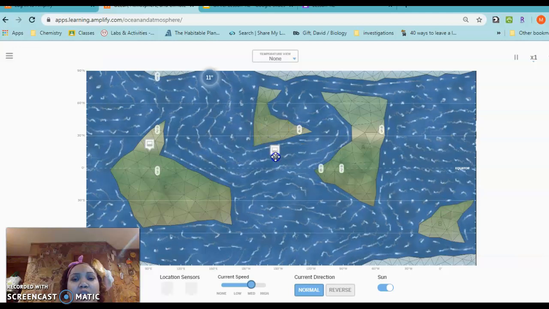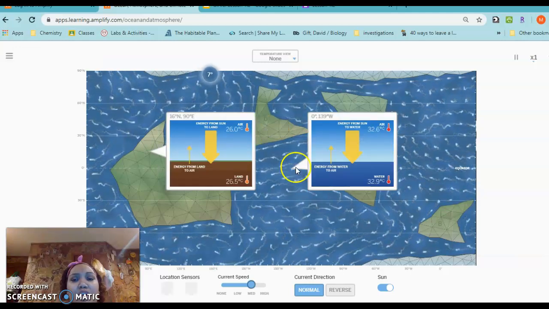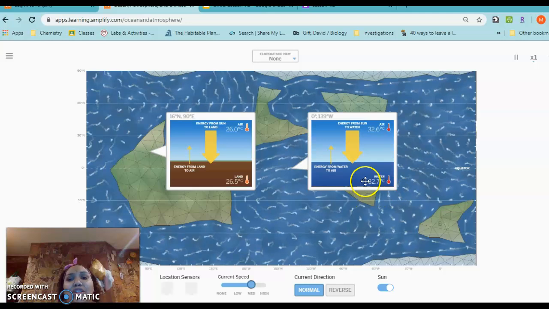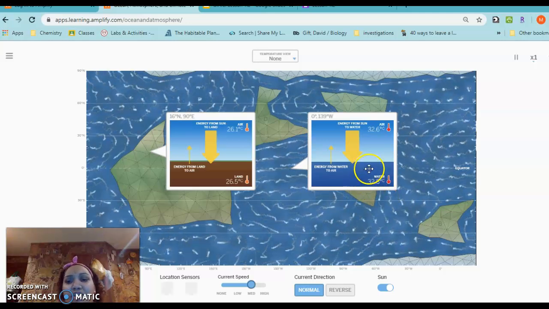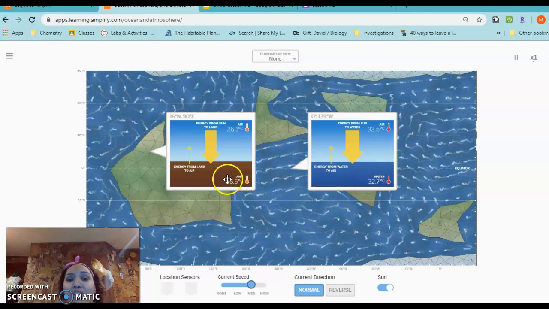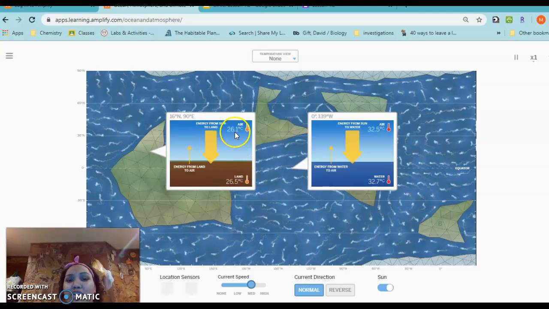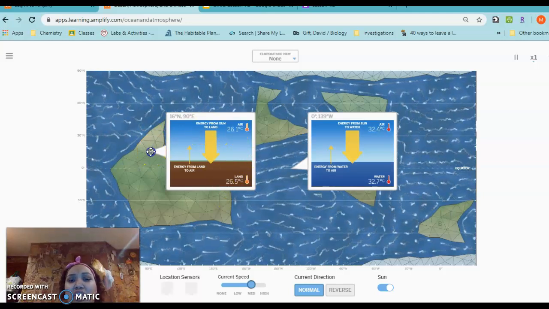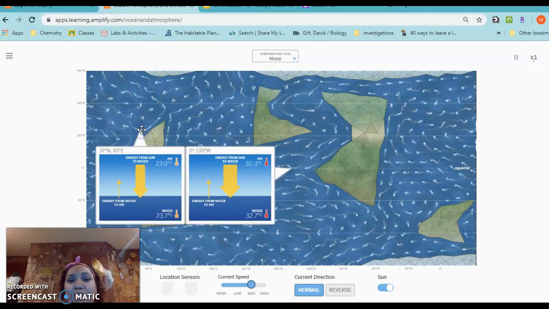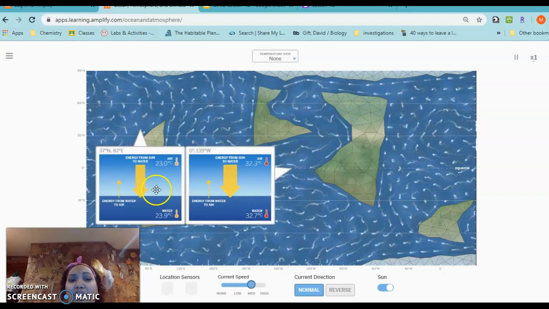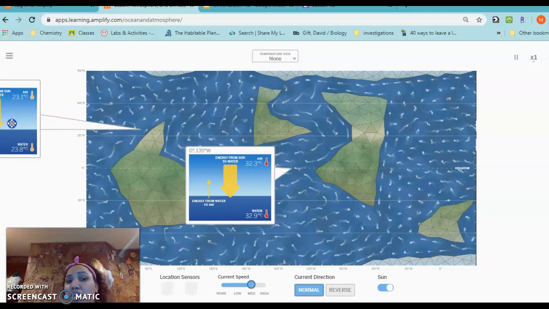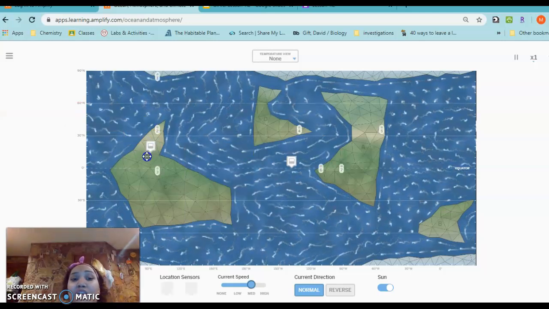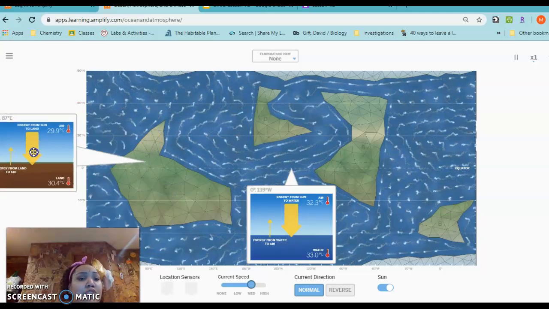So if I drag one of these and I move it into the water, notice I'm seeing my temperature change in my water, and notice here on land I'm seeing my temperature change as well as my air is changing, and vice versa. So I can even see changes in the water near this land. So these are all some great things we can see.